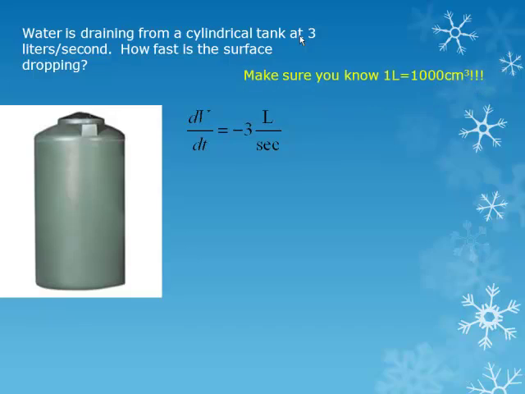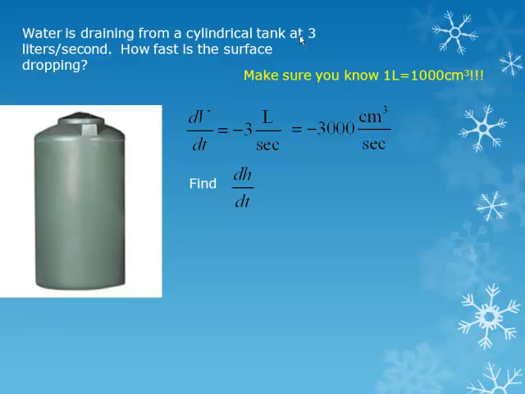You have to remember, and this might be a biggie that you want to make sure you know, 1 liter is the same as 1,000 cubic centimeters. So if it's draining out at -3 liters per second, then that is the same as -3,000 cubic centimeters per second. So that is dV/dt.